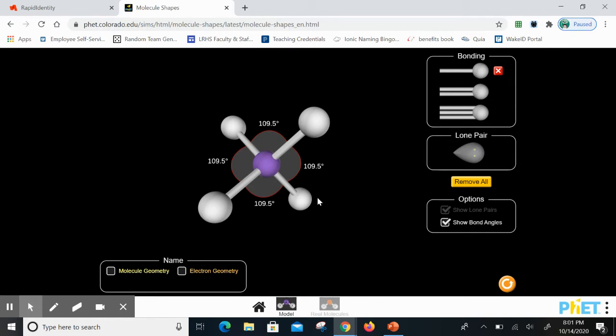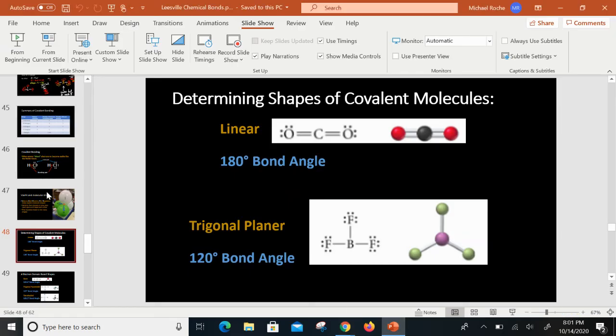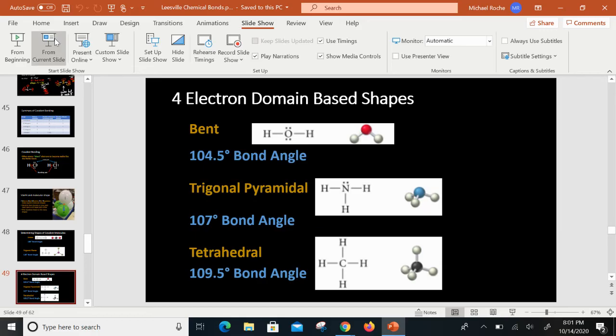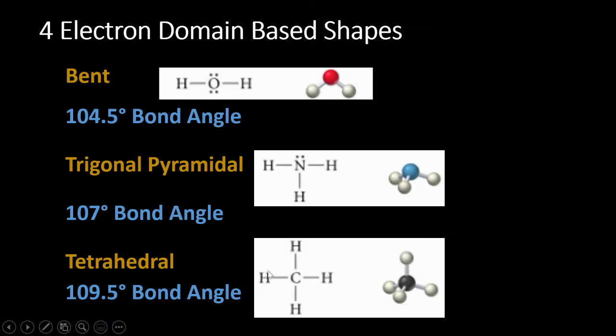And again, if you use balloons, you would see that that would happen with balloons. So if you put four balloons together, that's basically the same situation you would have. They would get as far away from each other as possible in three-dimensional space. So that's called a tetrahedral when you have four things like that around a central atom.